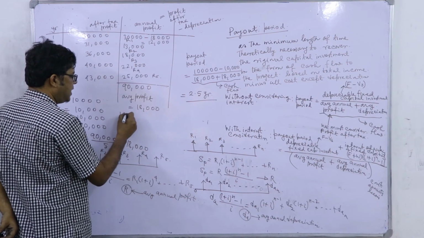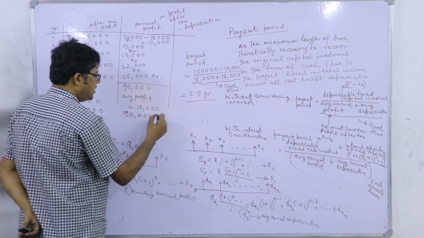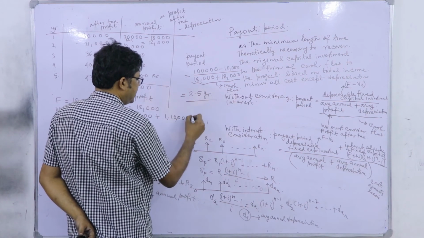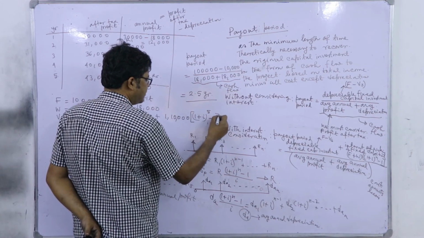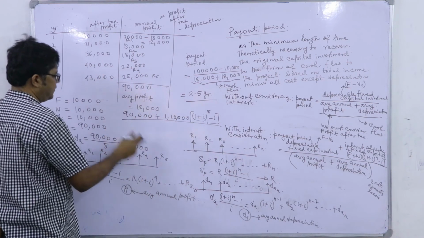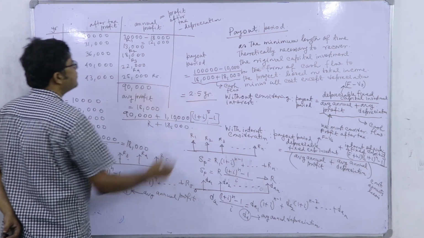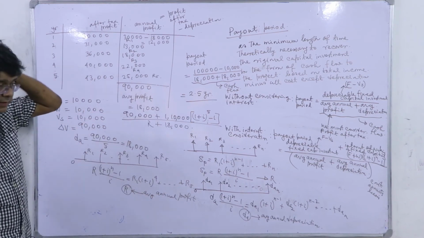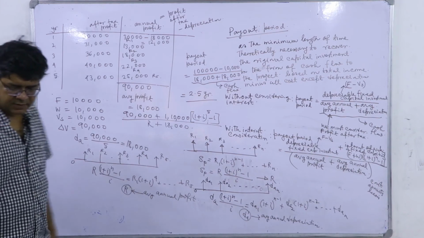Here, 90,000, that is the depreciable fixed capital investment, plus 1,10,000 into (1 plus I)^5 minus 1, where I is the interest rate. So, that divided by this profit R plus 18,000. Right. So, that will be my payback period. So, with interest and without interest, we can calculate the payback period.